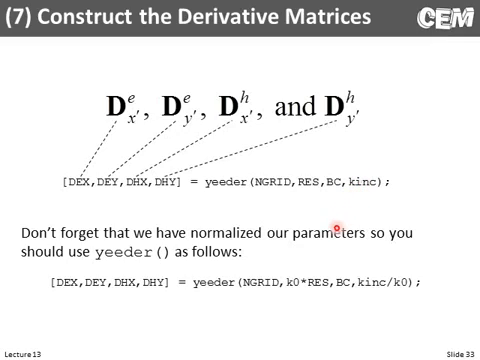Now when we actually call this, because we've normalized our parameters, we want to multiply the grid resolution parameters by k0, because that's how we're normalizing them. This effectively divides everything by the wavelength. And then we want to take our incident wave vector and divide by k0. So we're handing YEEDER all the normalized parameters, and out come our derivative operators. We have 4 of them with normalized parameters built into them. So this is going to be one line of code in MATLAB that will construct your derivative operators.